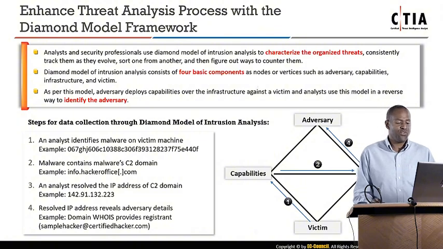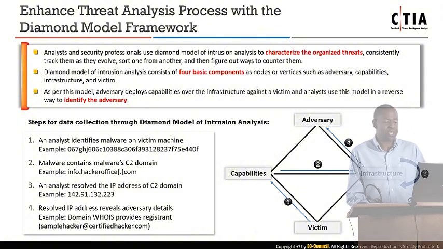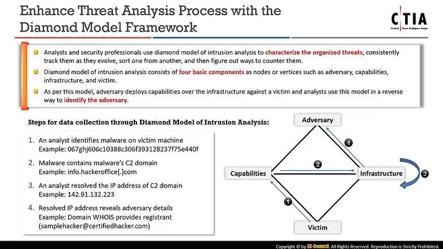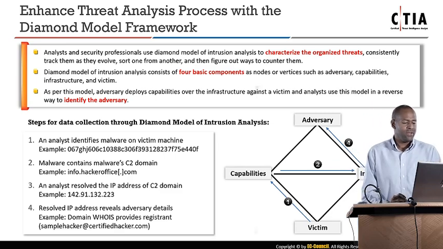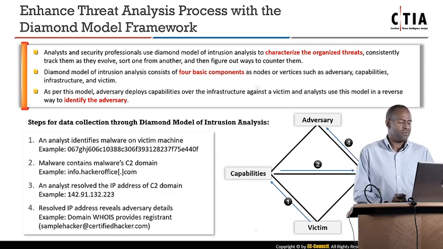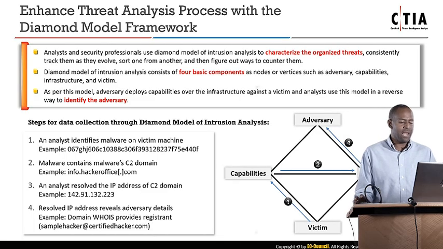And so we see that it uses 4 basic components. These are often just called nodes or vertices, such as adversary, capability, infrastructure, and victim. And with this model, the adversary is going to deploy capabilities over the infrastructure against the victim, right? So it all works together. And we can use this in order to take the information, sans the adversary, and use that to identify the adversary. So here's some steps that we use to collect data for the Diamond model.